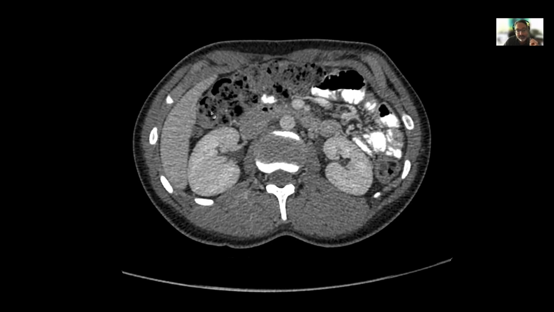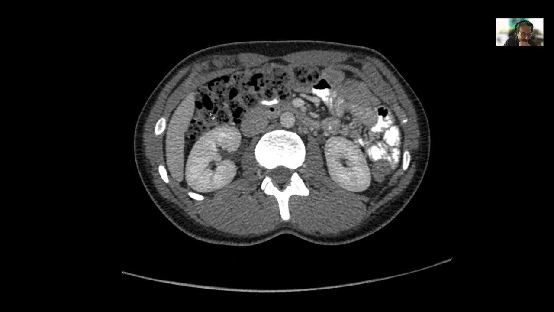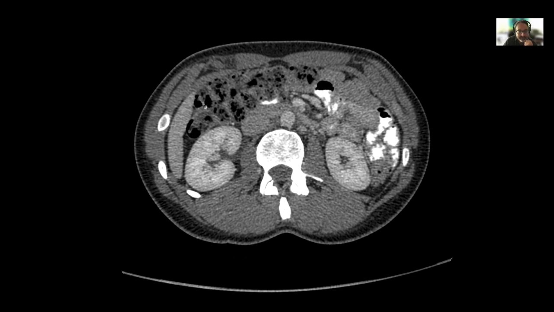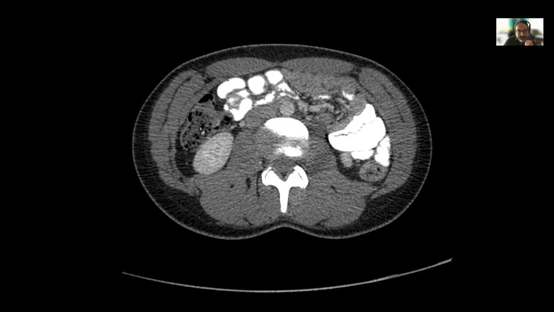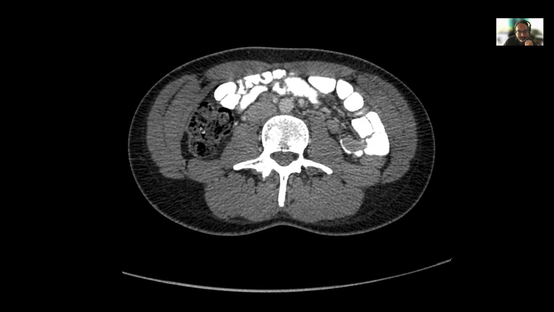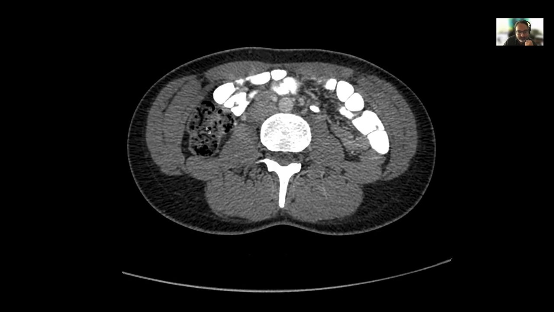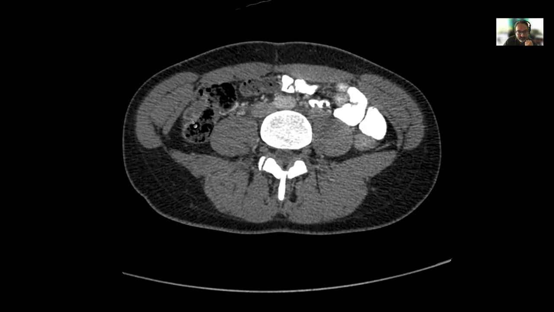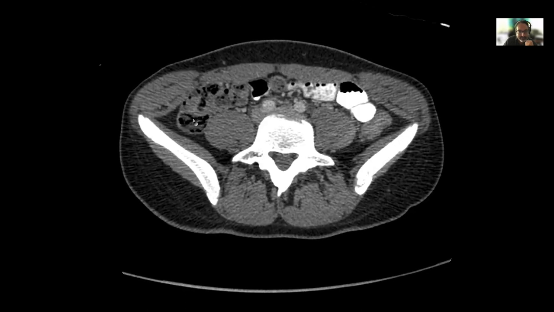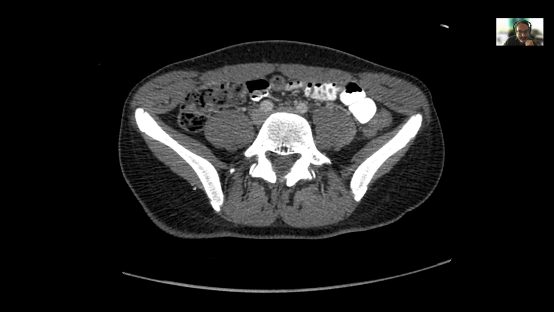That's the hepatic flexure. And then that's the ascending colon. So we'll descend, we'll go down on the ascending colon. We're going inferiorly. That is the ascending colon, and that is still the ascending colon. We'll keep going down on the ascending colon. And here, now we're in the iliac fossa again.